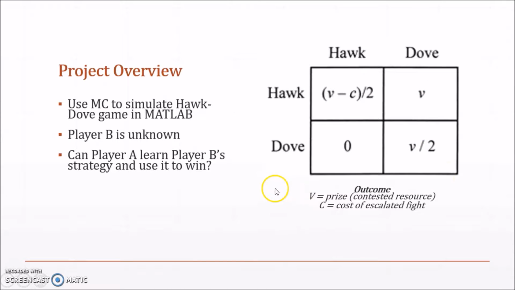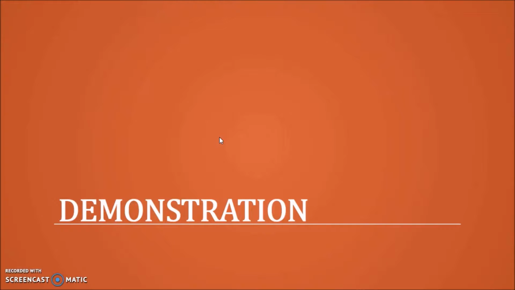So with our project, we want to do it where player B is unknown, and our whole idea is to see if player A can learn player B's strategy and then use it to win. So we want to see how fast player A can learn player B's strategy. Now Emmy is going to give a quick demonstration of the code that we have so far in MATLAB.